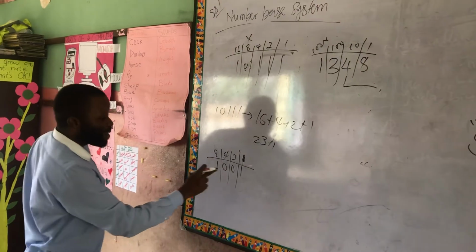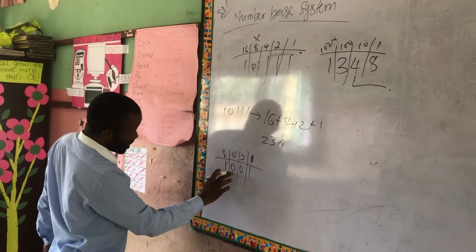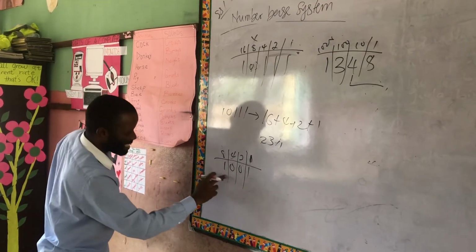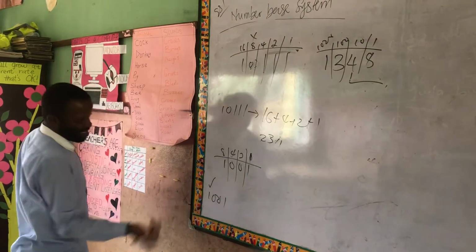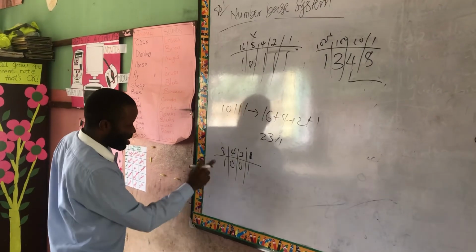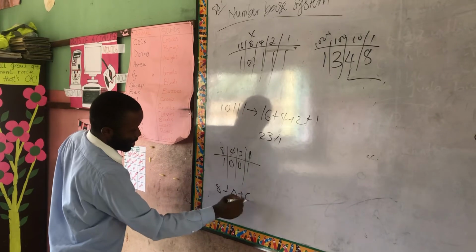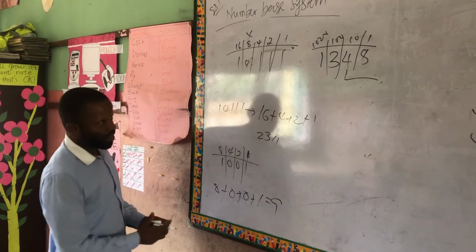Then the place value of 0 here is 0 times 2, 0. The place value of 0 here is 0 times 4, 0. But the place value of 1 here is 8. So let us quickly convert this binary to base 10. 1 times 8 is 8, 0 times 4 is 0, 0 times 2 is 0, 1 times 1 is 1. 8 plus 1 is 9. This is 9 in binary.